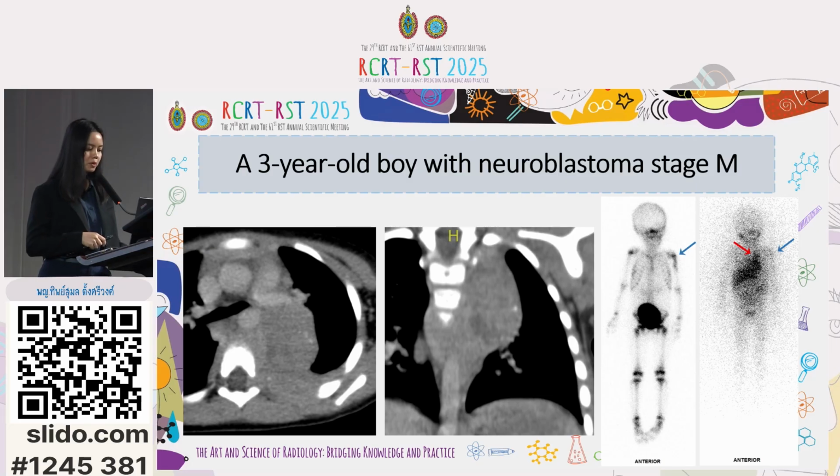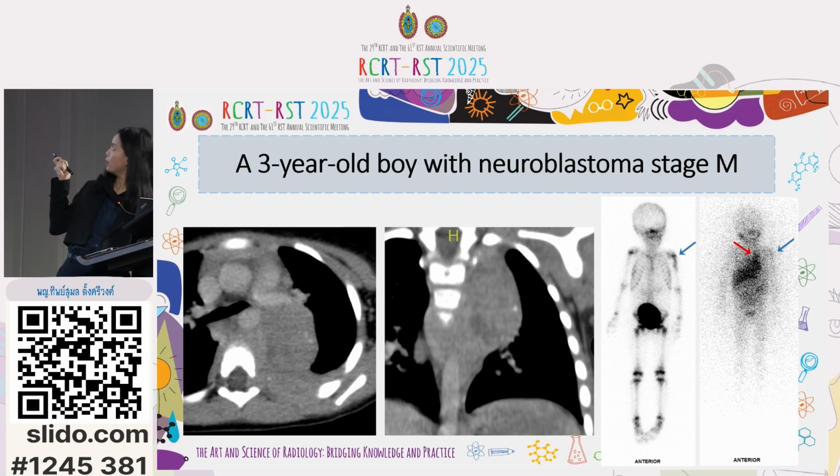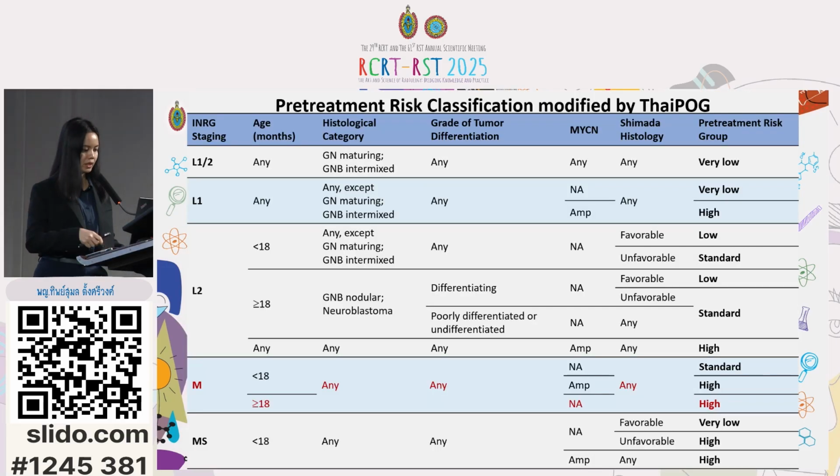For example, this is a 3-year-old child with stage M neuroblastoma. The CT image shows a posterior mediastinal soft tissue tumor encasing the aorta. The MIBG reveals tracer uptake at the primary tumor and also the left proximal humerus, which is considered bone metastasis and is confirmed by the bone scan. Based on Thai POG classification, this patient would fall into the high-risk pre-treatment group.